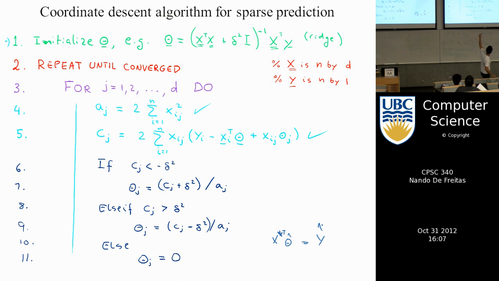At each iteration, you're going to repeat this many times, as many times as until theta stops changing. And every time, you have to visit each of the thetas. So you visit the first one, you compute, and then you check that if statement, and then you do the appropriate update, and then you move on to the next theta. The next theta, that's correct.